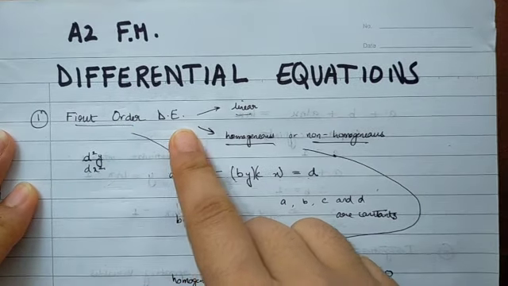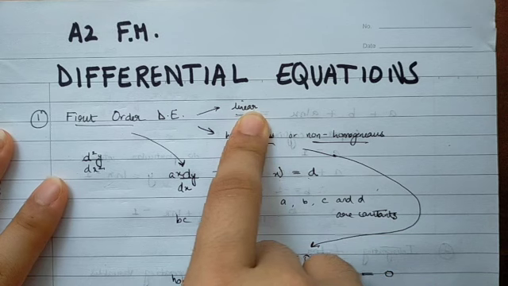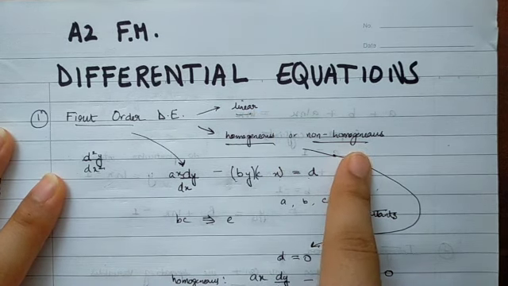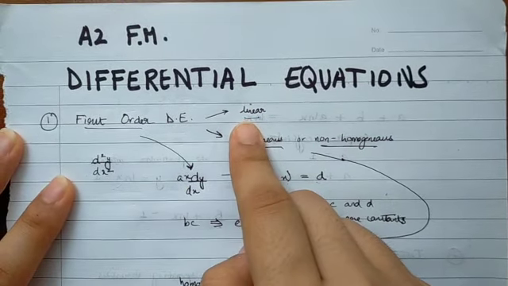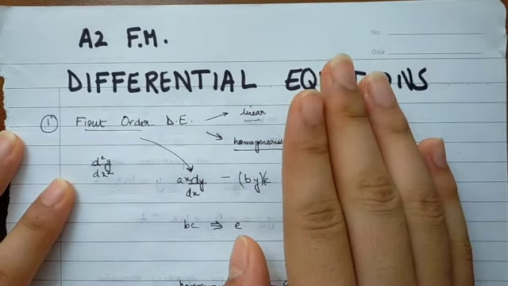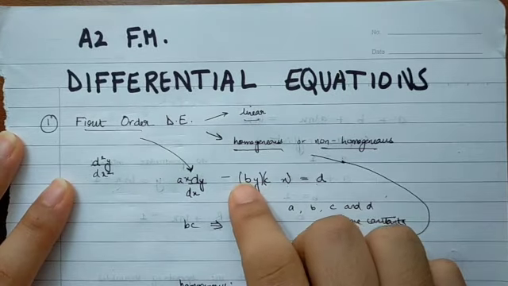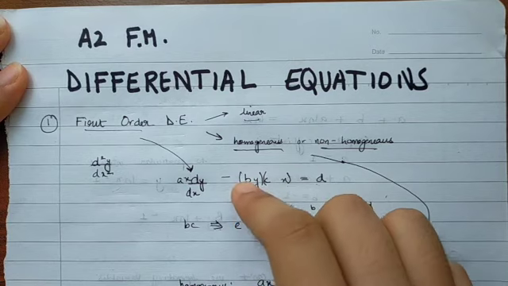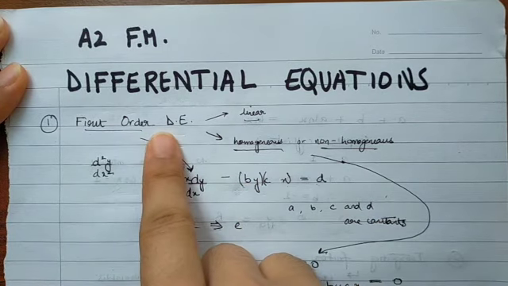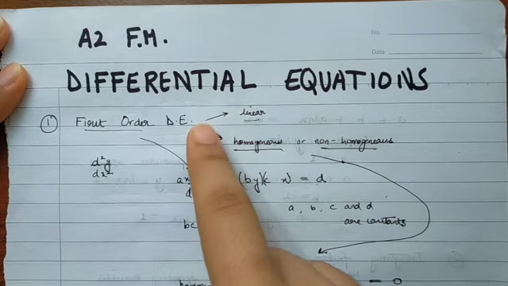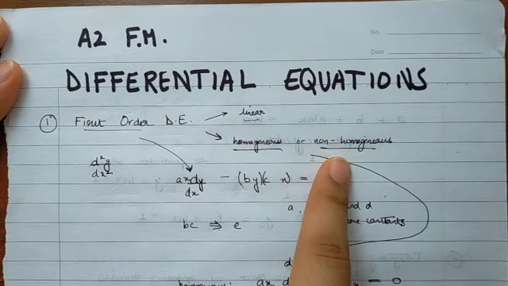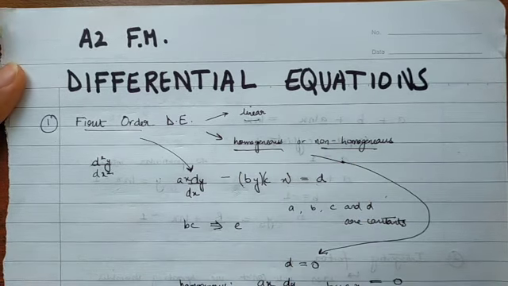So this can be either a linear differential equation or homogeneous or non-homogeneous differential equation. But in the further maths syllabus, you will only look at linear differential equations, not non-linear differential equations. So you don't need to worry about non-linear differential equations. So in the first order linear differential equations, you can either have homogeneous or non-homogeneous differential equations. Now, what do these terms mean?